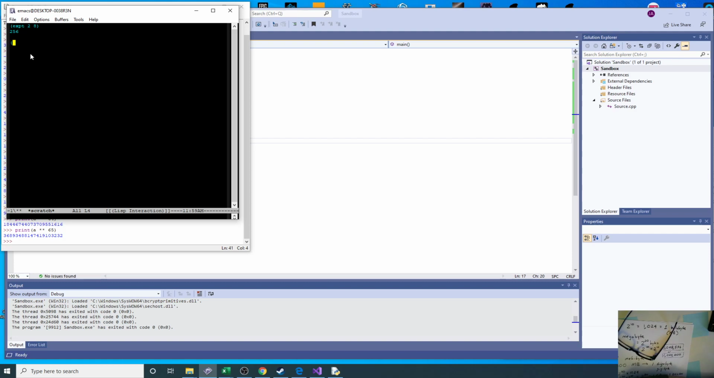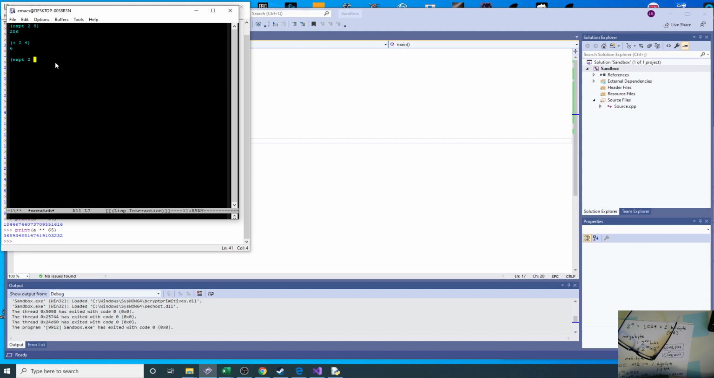Basically, you put things inside parentheses, and you do what's called prefix notation, where you put the operator first, followed by the operands in order, and you have parentheses around them. Okay, so expt is the power of command. So 2 to the 8th is equal to 2 to the 6th.